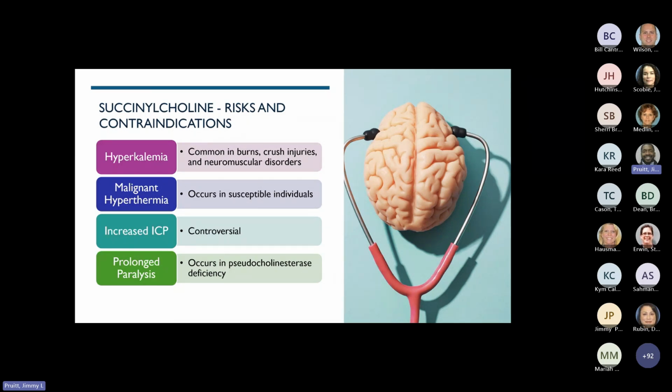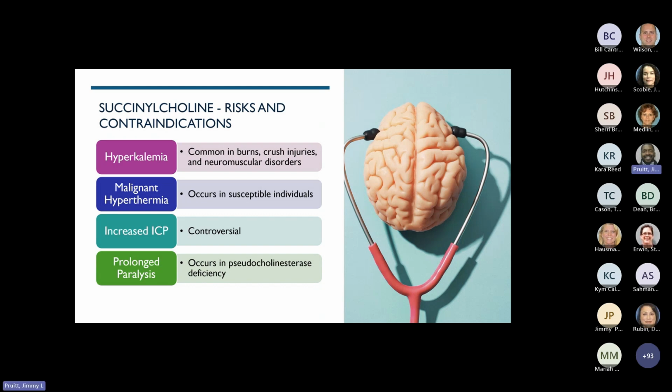Malignant hyperthermia is the classic boards question, to know if they have a history of it. Definitely want to get away from that. And this increase in ICP is super controversial. We have to figure out whether it's the drug or everything else that we're doing that increases ICP. But I'm not on board to say that it does, or if it does, I don't think it really matters as much clinically. So it's something to consider.